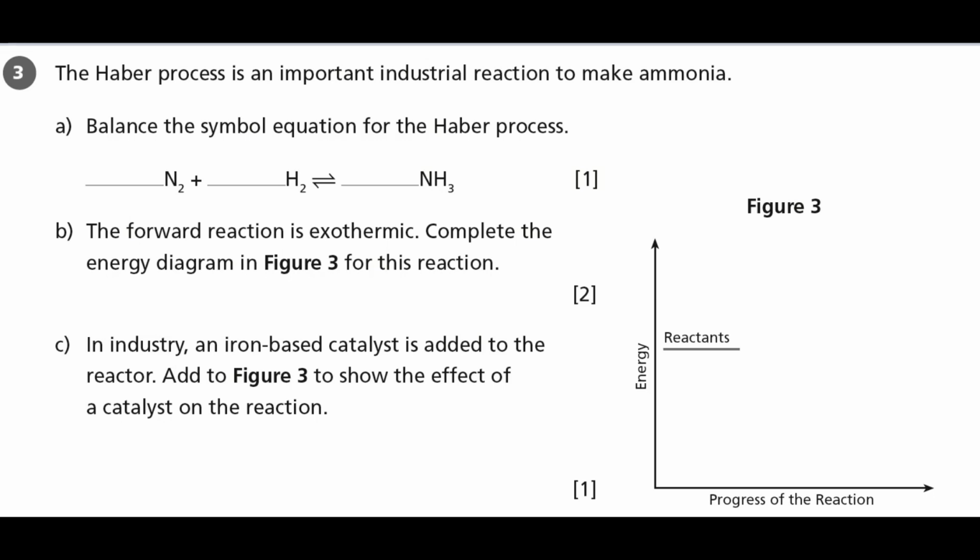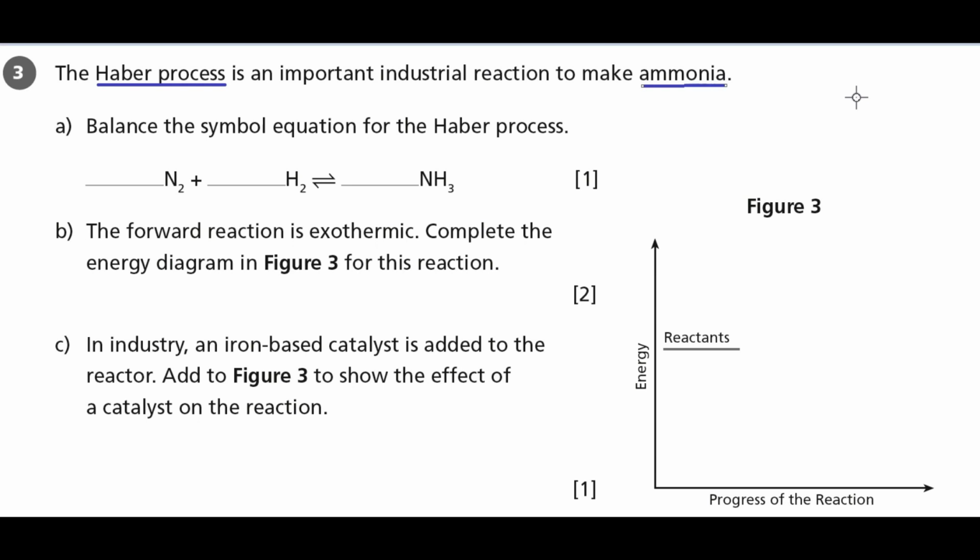Let's read the question together. The Haber process is an important industrial reaction to make ammonia. This is called the rubric or the introduction of the question, and often the examiners will give us some key information. So they've told us that it's about the Haber process, and they've told us that the Haber process makes ammonia. So I've underlined those key points just so I can refer back to them.